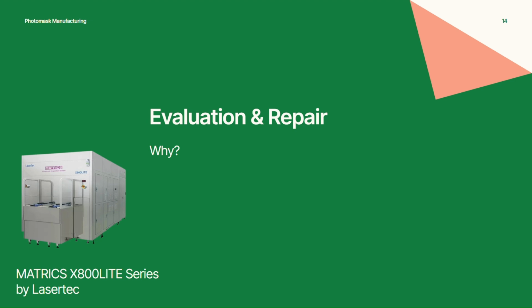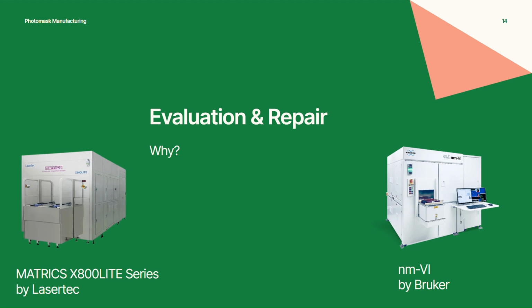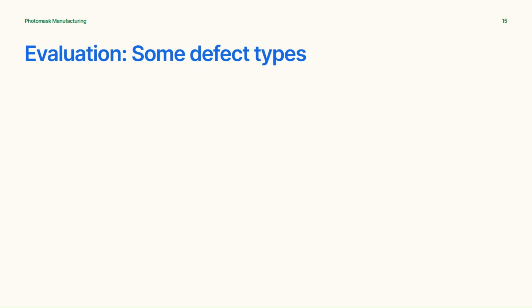Here is the Matrix X800 Light series by Lasertec, which can evaluate. And here's the NM6 by Bruker, which is a machine capable of repairing some of these defects. Now, here's some of the types of defects. There are many types of defects, and here's just 3 of them.